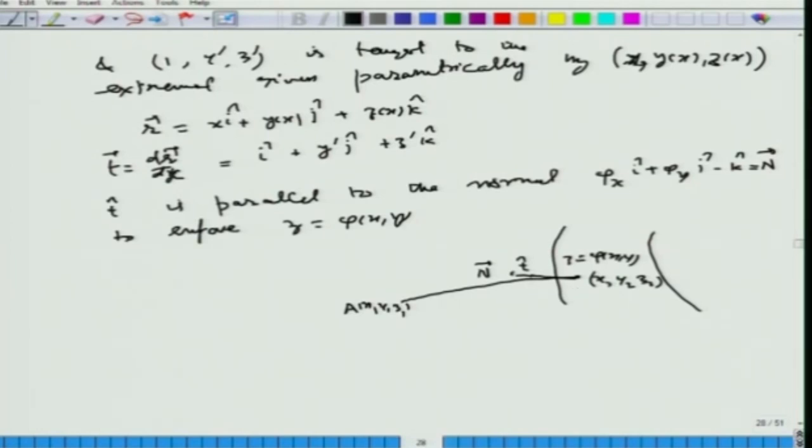So, that is the result which we have got in the earlier case also, in the case when x2, y2, z2 moves along a curve, there also we got the orthogonality condition, and here also we get the similar condition.